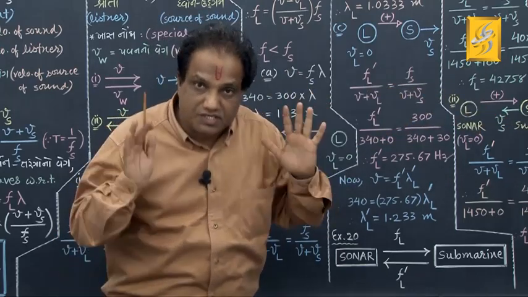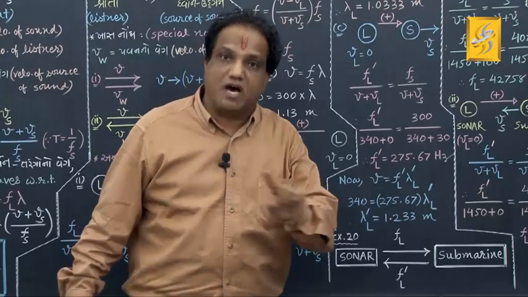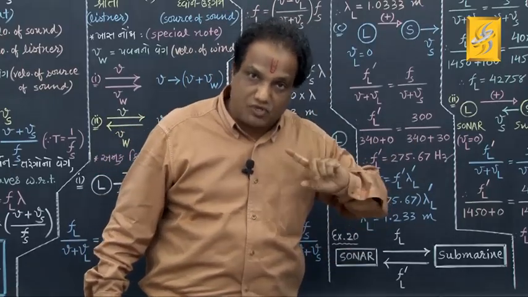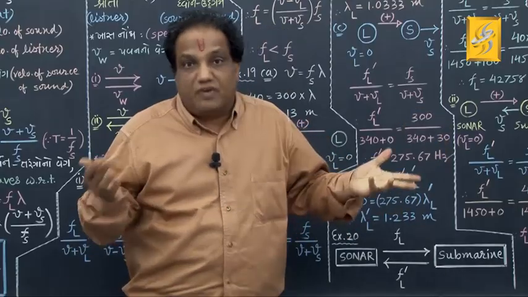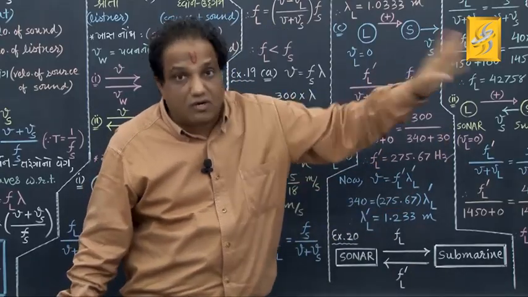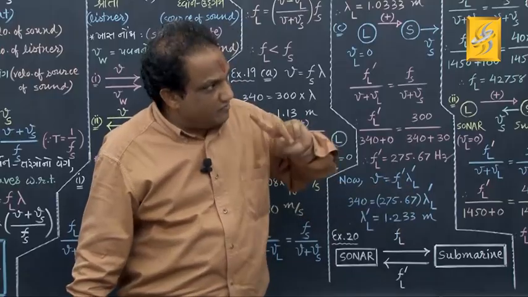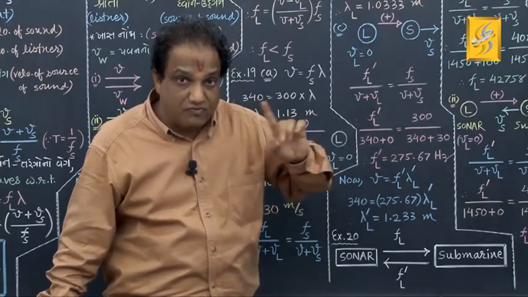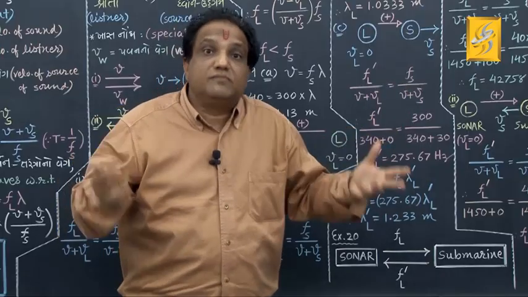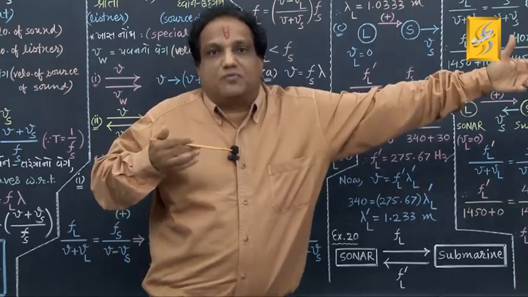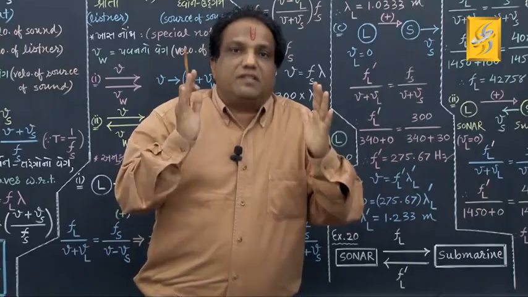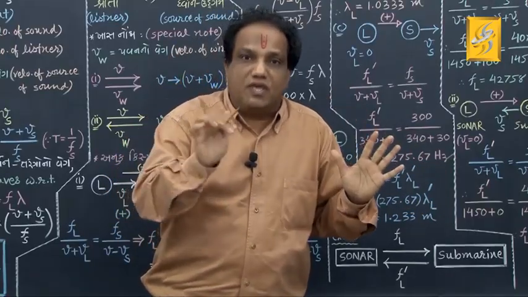Got it? Such a system, such a device is known as sonar, sound navigation and ranging. Because we know the velocity of propagation, we can find out the position of that obstruction. Depending upon the frequency of sound which we are receiving, we can calculate the position of that obstruction. Just to find that out, we have prepared this device, known as sonar, sound navigation and ranging.